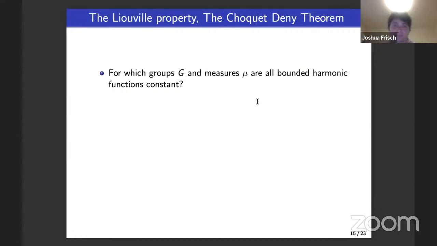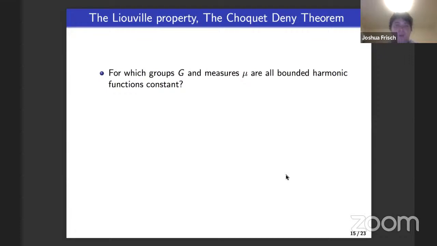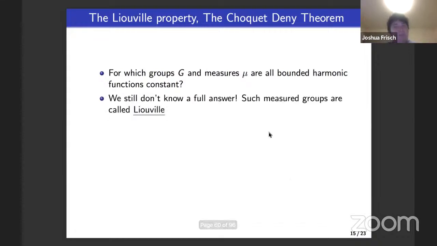All right. So I'm going to ask the main question I care about in this course. For which groups G and measures mu are all bounded harmonic functions constant? Here's the answer. We don't know. We're still looking. This is a really hard question in full generality. If a group and a measure have this property, we call it Liouville. Exactly what's Liouville? Even for finitely supported symmetric measures, there's a huge number of groups where we just don't understand what's going on.